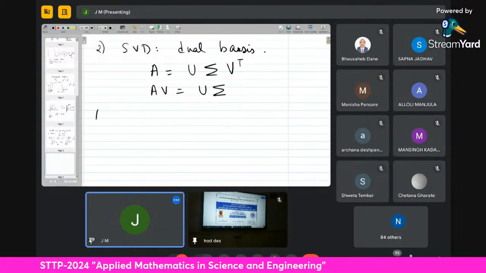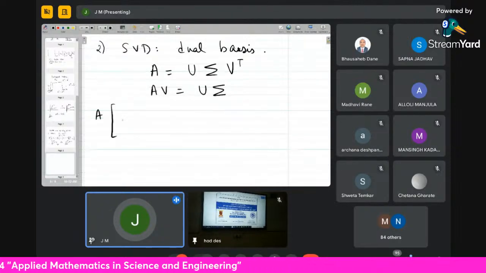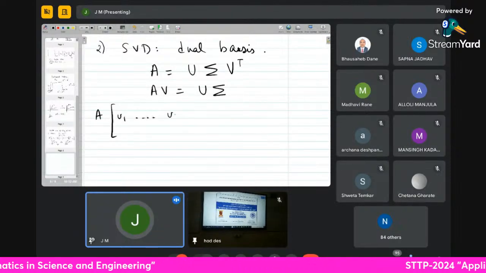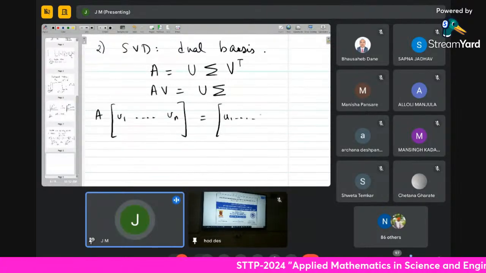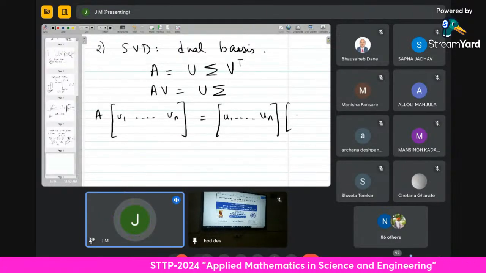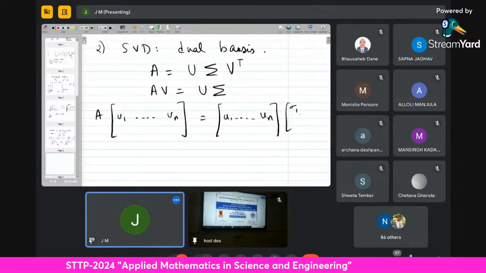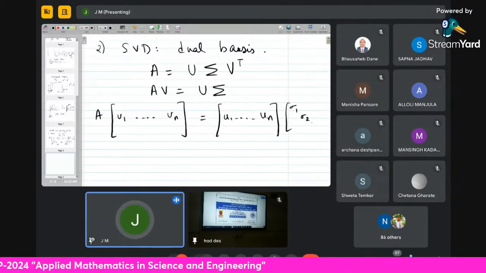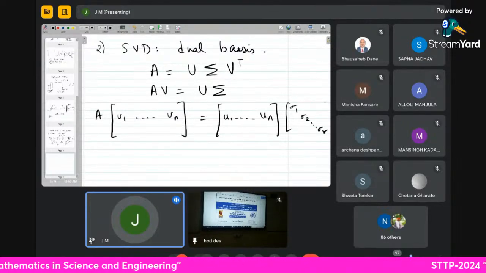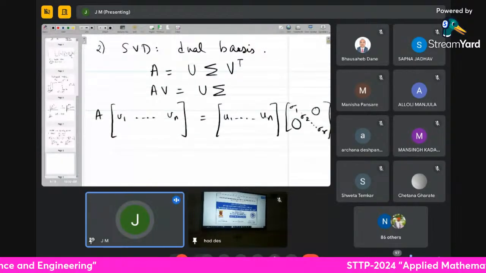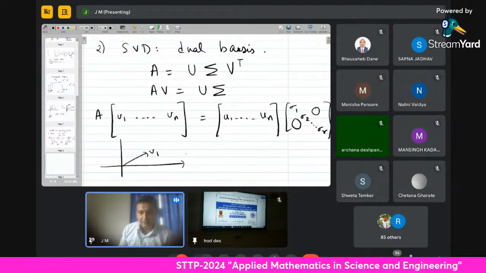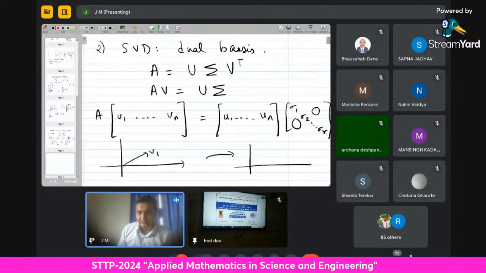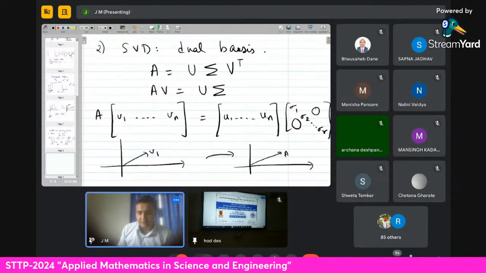So what is happening over here is, I'm applying A to the V matrix, which consists of some vectors, giving U, which consists of some vectors, and sigma, which has zeros over here. If I have V1 over here, its output is AV1, which let me call U1.